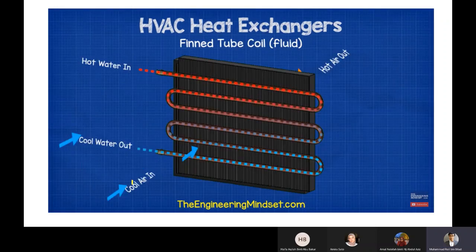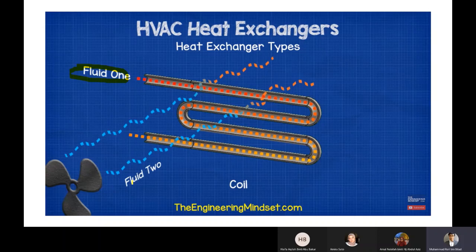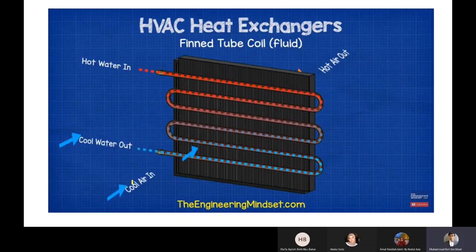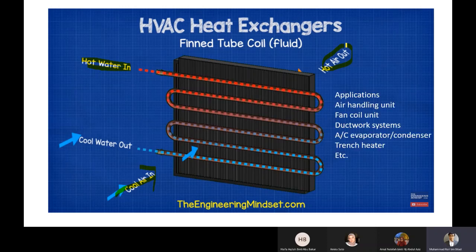And in this kind of heat exchanger, we can use water as an example. So you have hot water coming in, and it is in contact with cold air, and the one that goes out is the hot air. So that is a basic example of a cross flow heat exchanger.